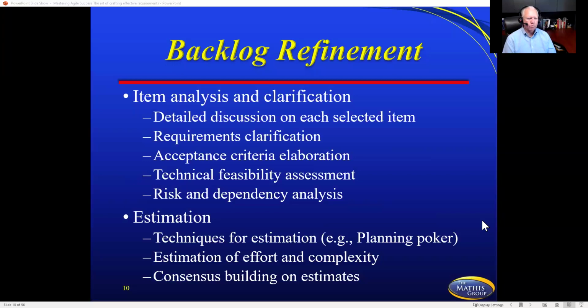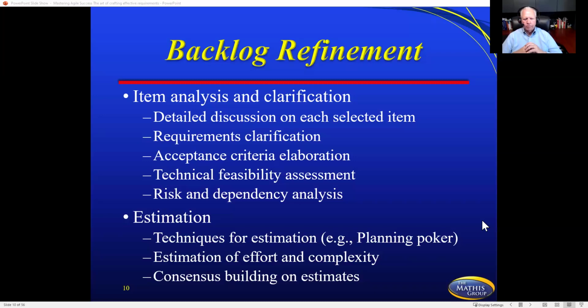From that backlog refinement, though, items are analysis and clarification, detailed discussion on each of the items, requirements clarification, acceptance criteria is elaborated, technical feasibility is assessed, and risk and dependency analysis is part of it. Because once again, your team is the expert of people who's estimating how much work they can do in 3 to 4 weeks. Even though the product owner is giving them the work, the team is who's estimating it.